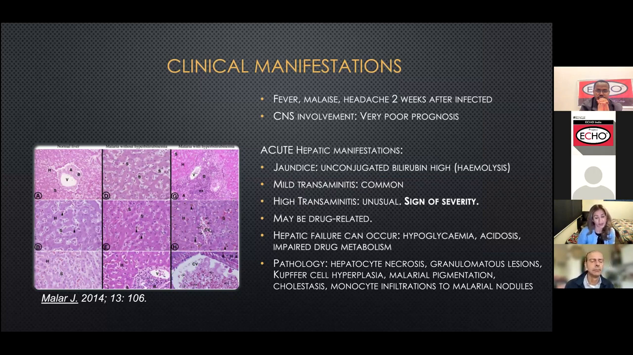A mild transaminitis is actually really commonly reported, but high transaminitis is quite unusual, and it is considered a sign of severity. Often the hepatitis can happen a little bit later in the course of the infection, and therefore it can be confusing because it may be related to the drugs treating malaria in the first place. It is a known cause for acute hepatic failure, and the resultant unwellness of the patient manifests by hypoglycemia and worsening of the metabolic acidosis, and of course they can't metabolize their drugs.